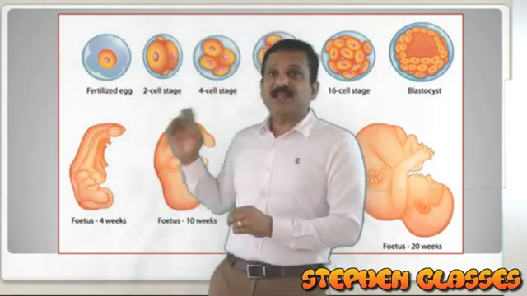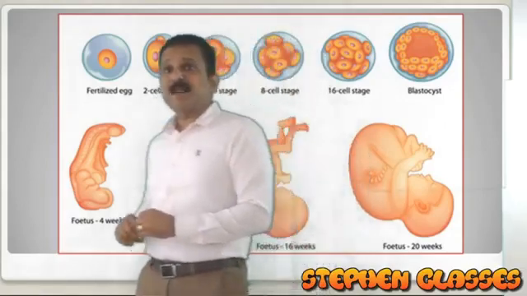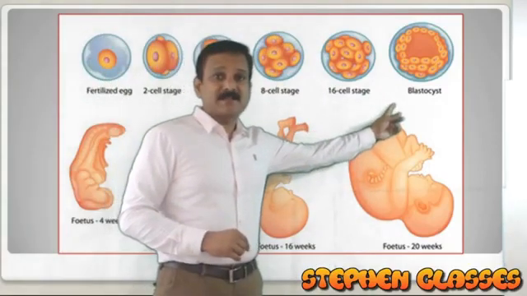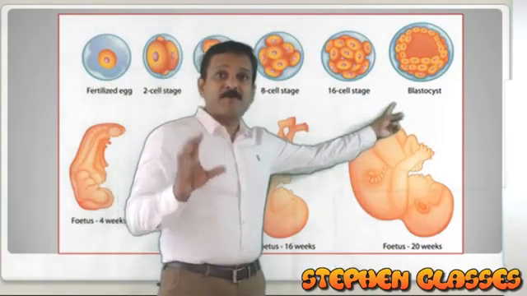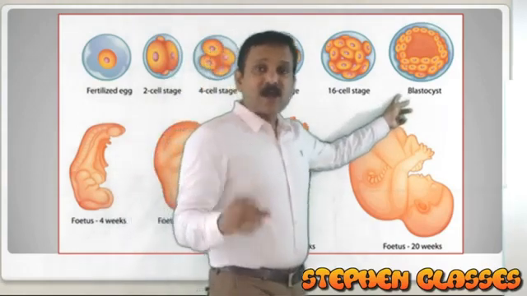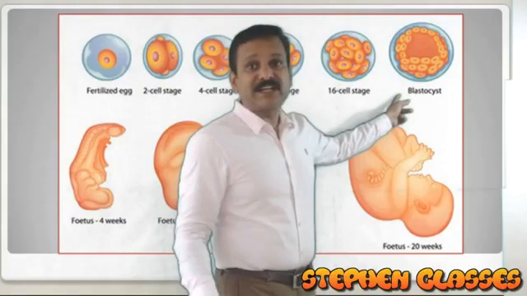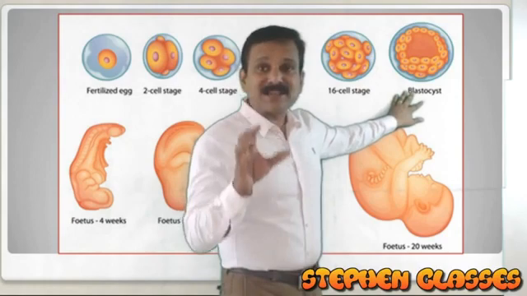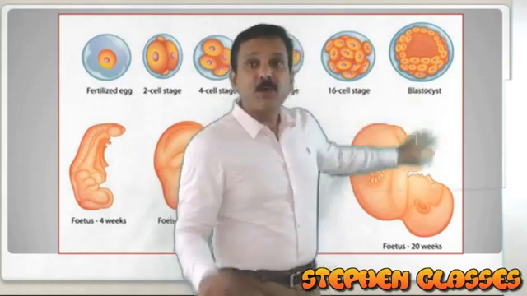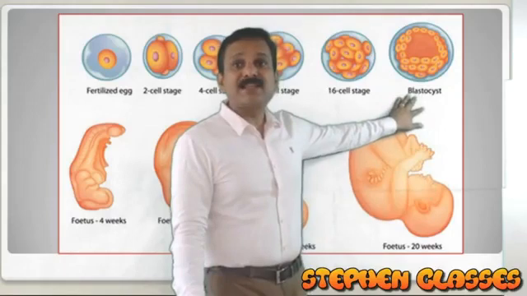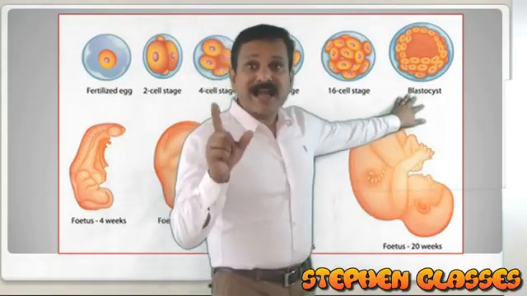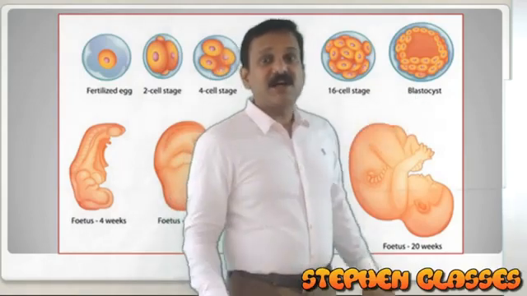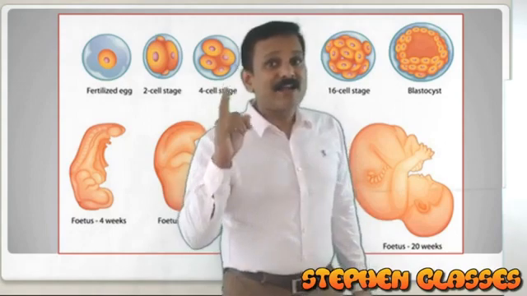After the morula stage, there is a blastocyst. What is blastocyst? Blastocyst is a condition when 32 cells are present in the embryo. Actually, after 7 days of fertilization, a blastocyst will be formed, and this blastocyst is the structure which will attach onto the uterine wall. That attachment is called implantation. You got it? Attachment of the blastocyst onto the uterine wall is called implantation.